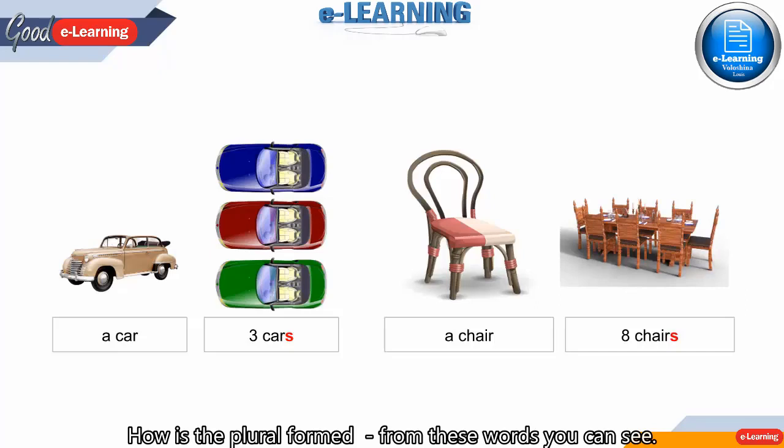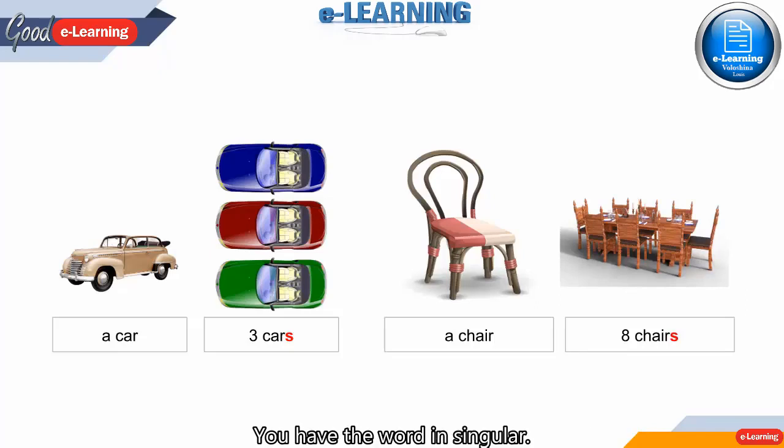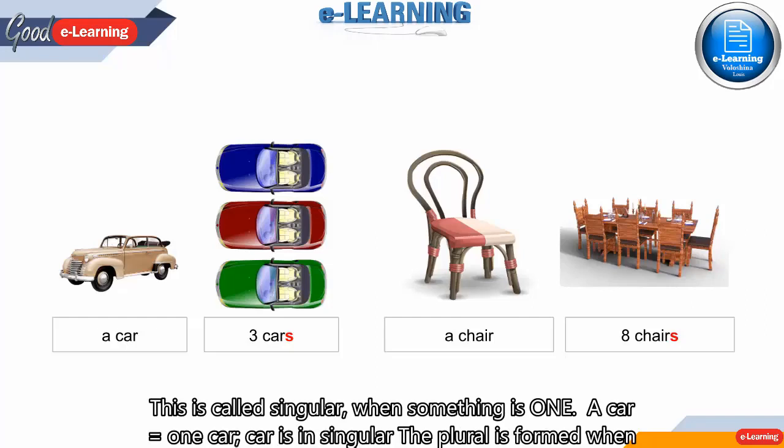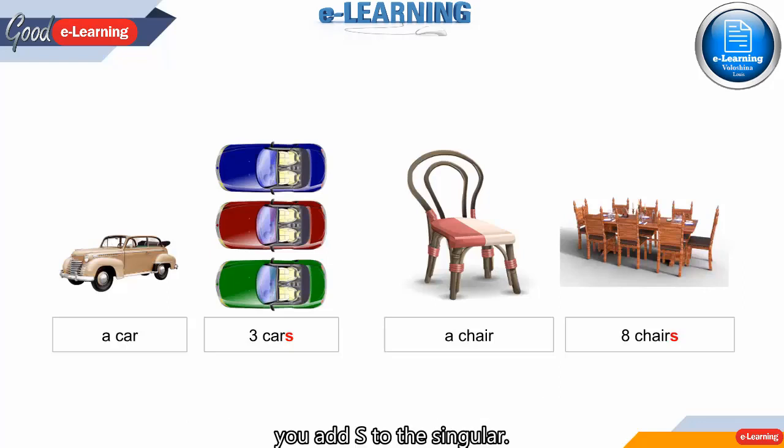How is the plural formed? From these words you can see you have the word in singular. This is called singular when something is one. A car, one car. Car is in singular. The plural is formed when you add s to the singular.